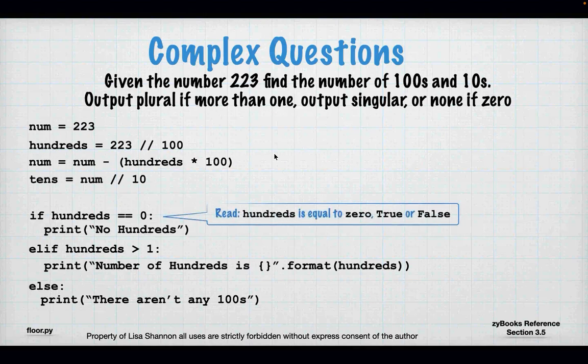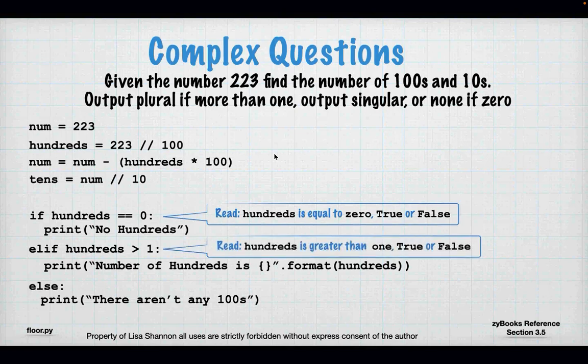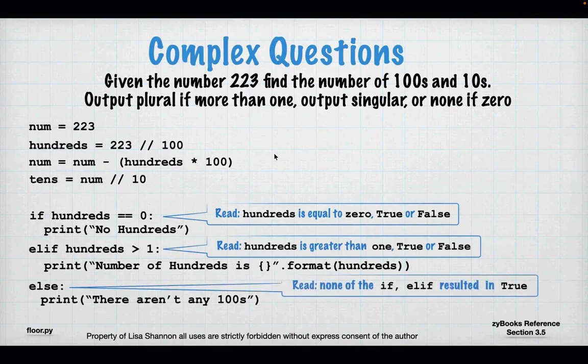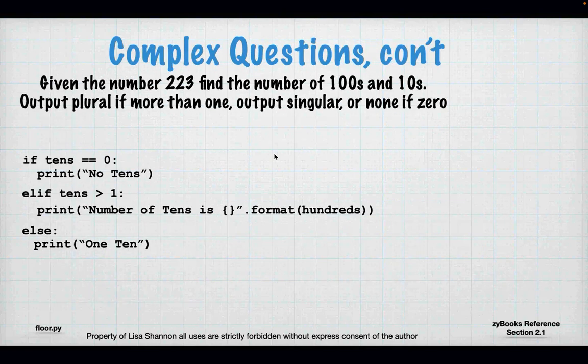So we can read that, is hundreds equal to 0, true or false? Is hundreds greater than 1, true or false? None of the if or elif statements return true, so I'm going to do what's underneath that. And then I do the same thing for tens. Are there any tens? Is there only one 10? Or are there multiple tens?